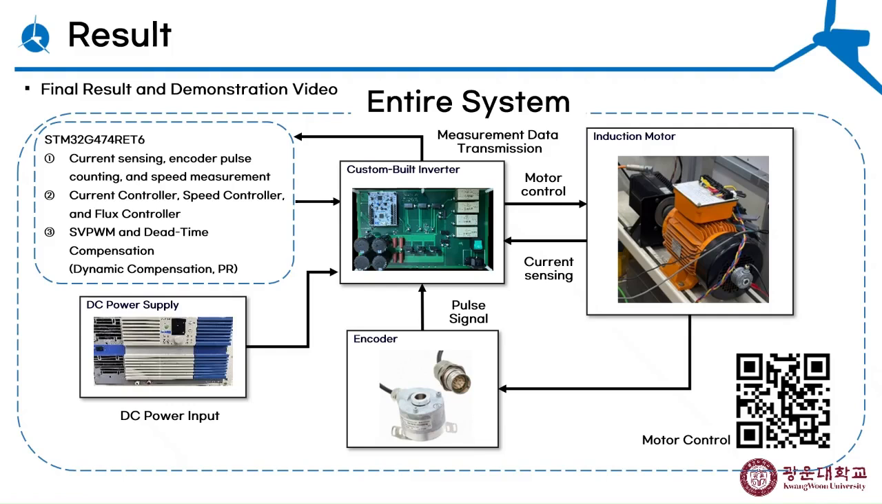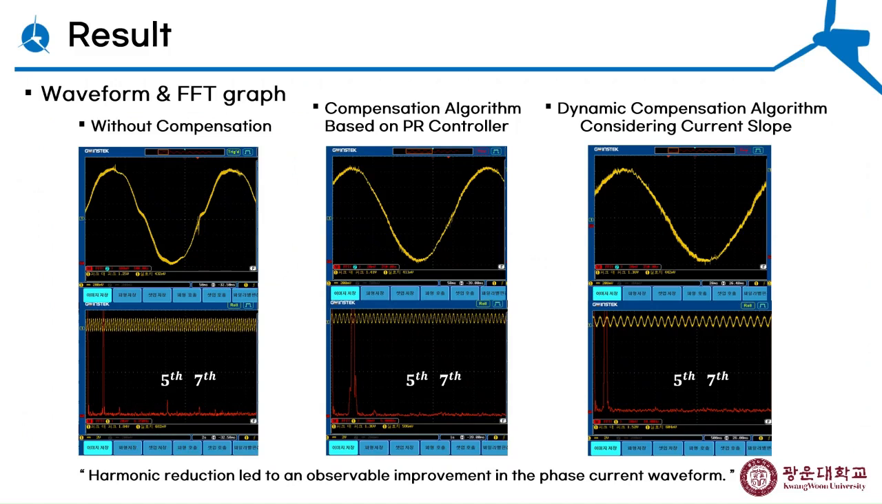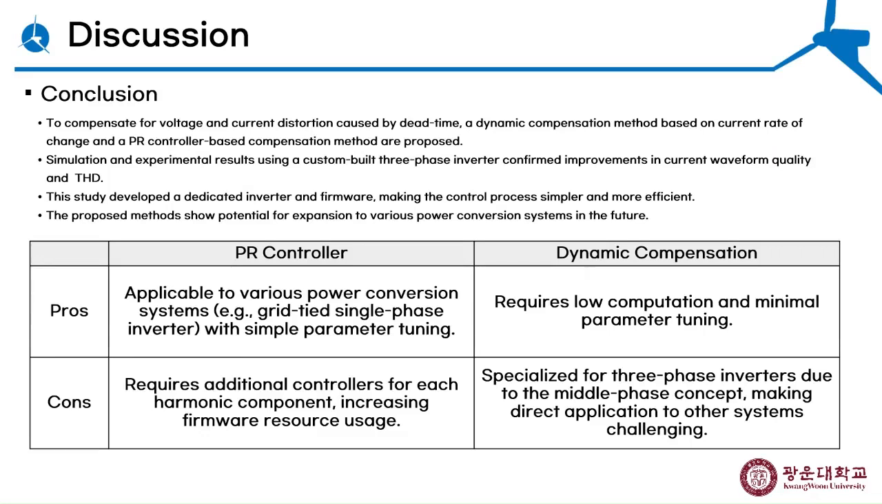Here is a demonstration video. When we input a speed command, the motor rotates accordingly. An FFT analysis shows that the fundamental voltage frequency rises with speed. Here are phase current waveforms and FFT graph from our custom inverter with different compensation methods: no compensation, PR control-based, and dynamic compensation. Both methods significantly reduce main harmonics like the 5th and 7th, effectively reducing waveform distortion.